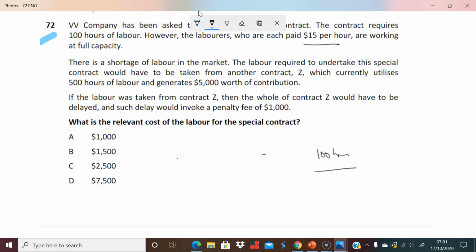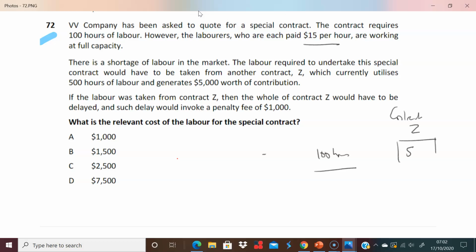There's a shortage of labor in the market. The labor required to undertake this would have to be taken from another contract, which is currently utilizing 500 hours of labor and generating 5,000. So this is a separate contract, contract Z. It needs 500 hours, and it generates 5,000 of contribution.